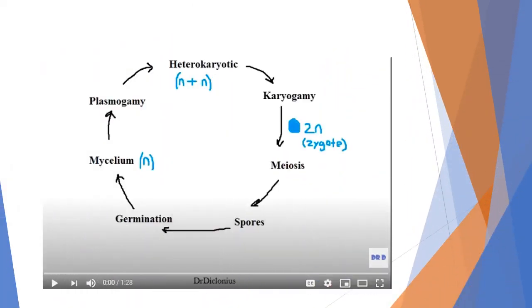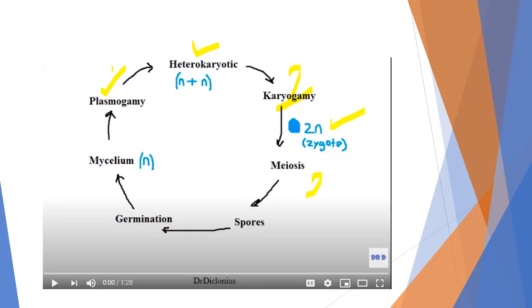Video given here, let's see. So before starting the video, I'll just tell you. This is the mycelium that is getting started with n, haploid. And first one, plasmogamy is taking place. That means the fusion of the protoplasm. Then comes the heterokaryotic stage, that is dikaryotic stage, n plus n. Then what is the second stage? That is karyogamy, and after the karyogamy you are getting a zygote.